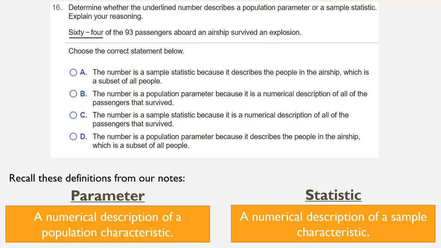So the correct choice here is answer B. The number is a population parameter because it is a numerical description of all the passengers that survived.